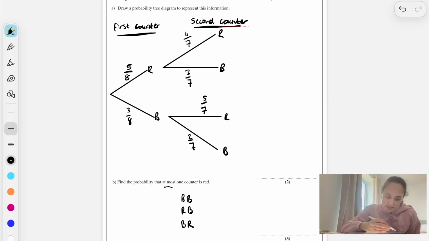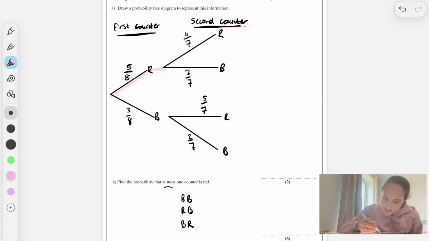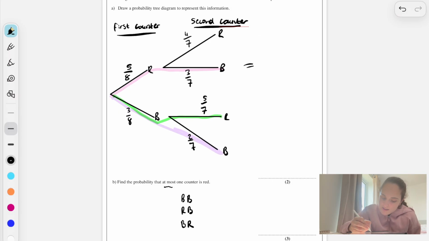So we do the probability of red and blue first, then we're going to do the probability of blue and red, and then finally the probability of blue and blue. If we work each of these out, red and blue, that's 5 over 8 times 3 over 7, so that's 15 over 56. And then blue and red, that's 3 over 8 times 5 over 7, so that's equal to 15 over 56. And then blue and blue, we've got 3 over 8 times 2 over 7, so that's equal to 6 over 56.